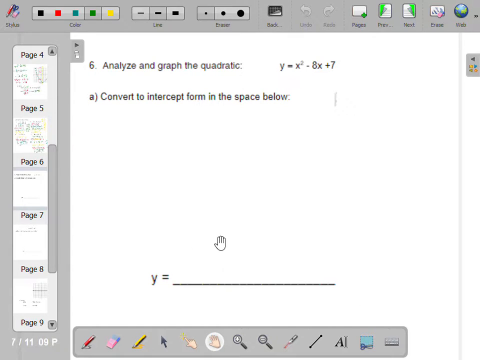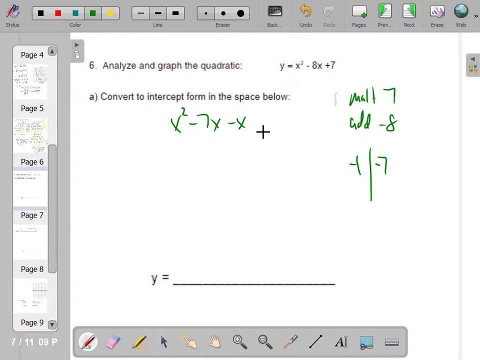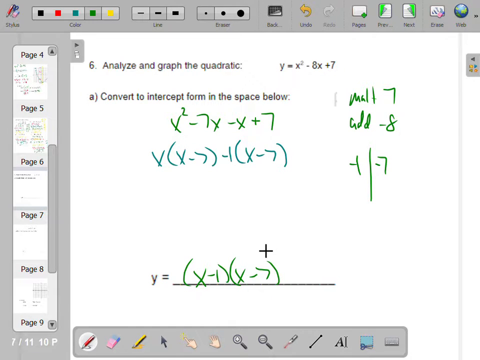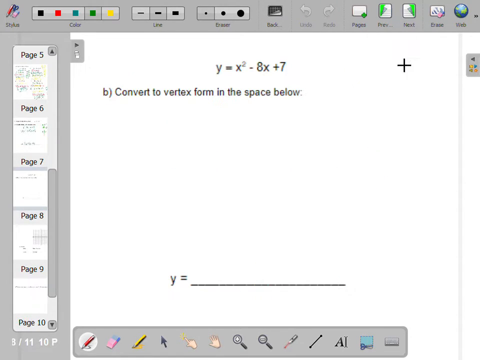Another analyze problem. Okay, so I'm going to go a little quicker here. I need numbers that multiply to 7 and add to negative 8. Well, 7's prime, so it's got to be 1 and 7, and they're both negative. x squared minus 7x minus 1x plus 7. So you split the middle. Negative 8 becomes negative 7 and negative 1. GCF is x, x minus 7, minus 1, x minus 7. So my factors are x minus 1 and x minus 7. Cool. What else you got?